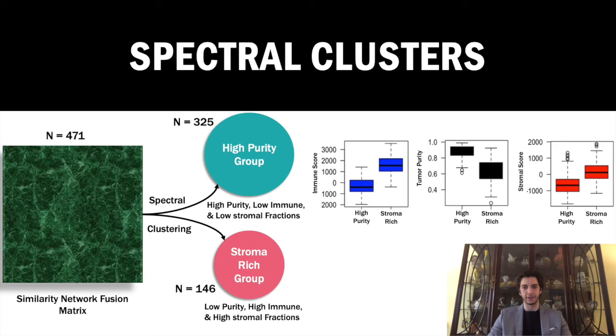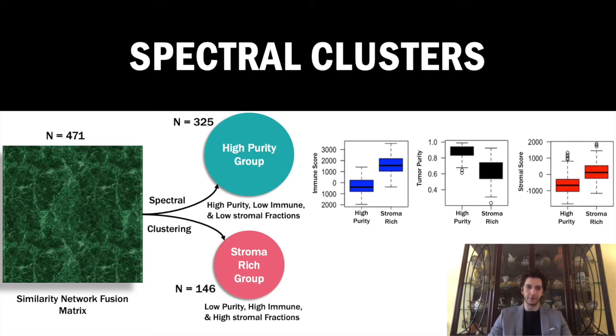These distinctions are highlighted in the box plots to the right, which demonstrate significant differences in each of these scores between both groups. The lower proportion of immune cells in the high purity group suggests that tumor cells in this kind of microenvironment evade immune responses through T-cell exclusion. This is in contrast to the stroma-rich group, which we consider to be dominated by immune cell dysfunction.